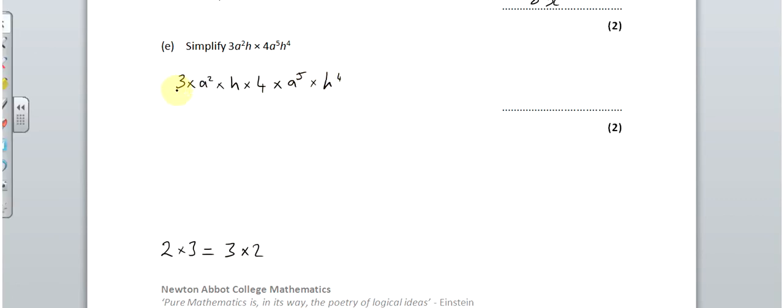So I'm going to start by doing the 3 times the 4, which gives me a 12. I'm going to cross them off so I don't do them twice. And then I'm going to do the a squared times the a to the 5, which gives me a to the 7. Remember, we add the powers. Now, h is actually h to the power 1. So if I multiply it by h to the power 4, I get h to the power 5. And that is the end of that.